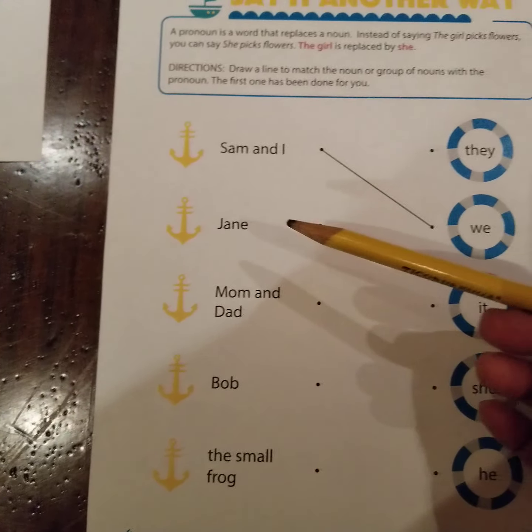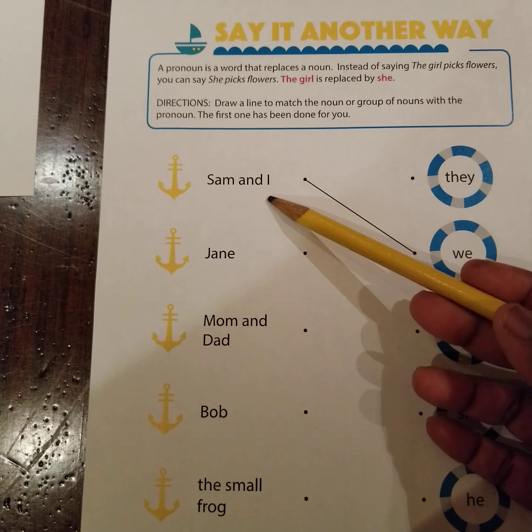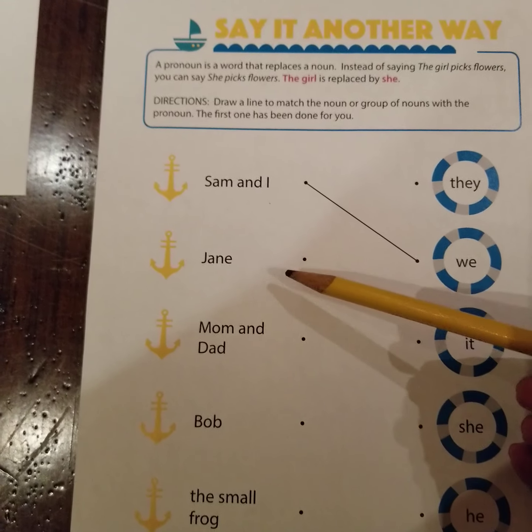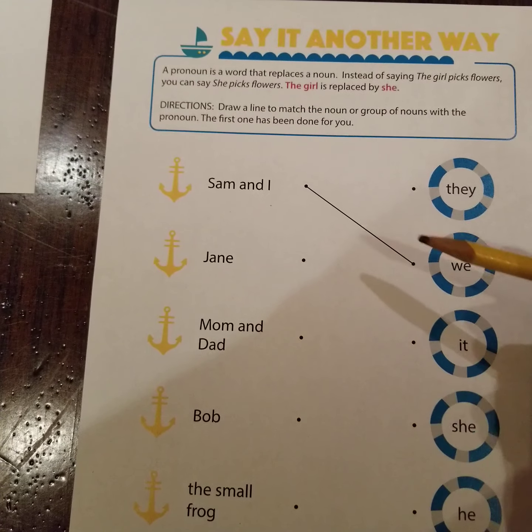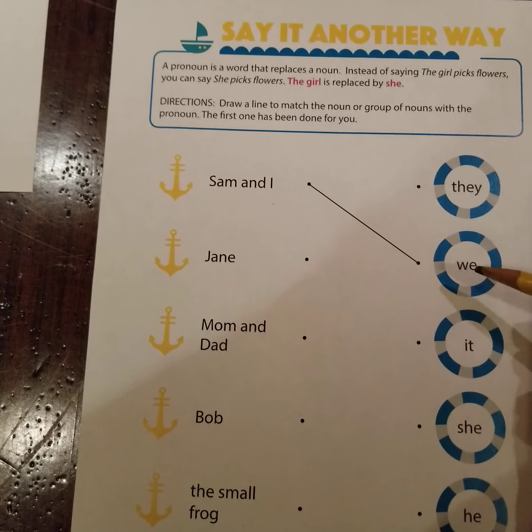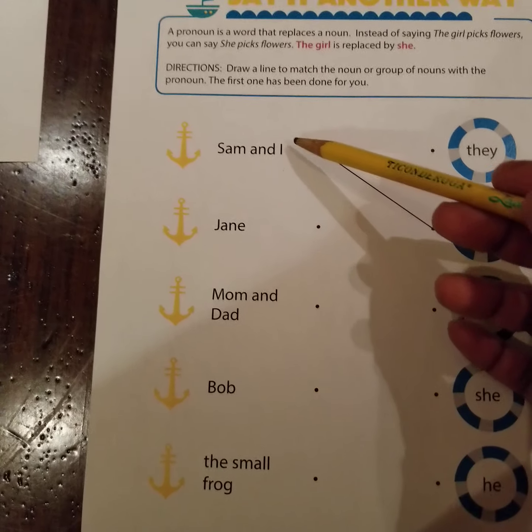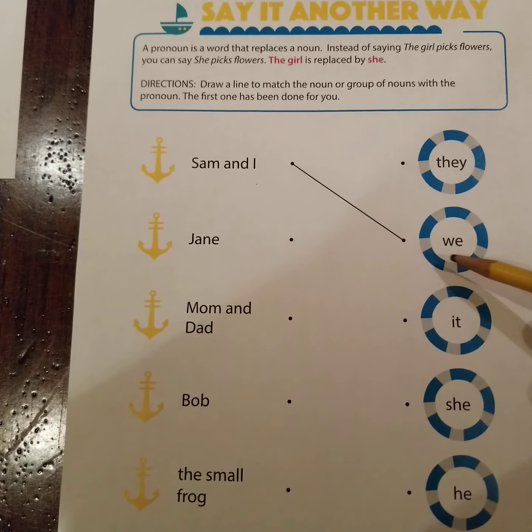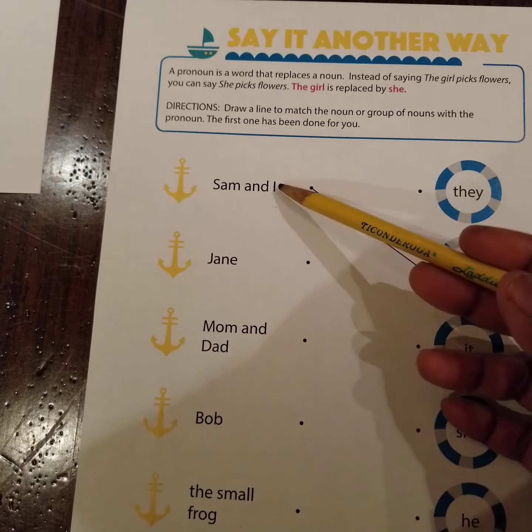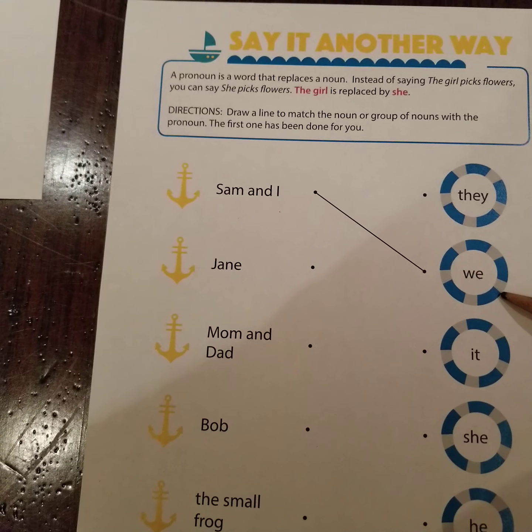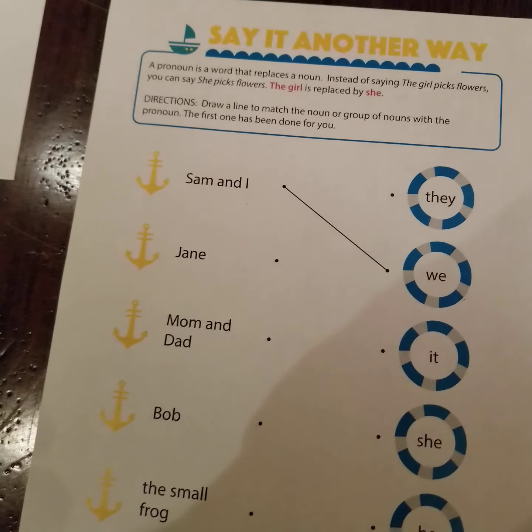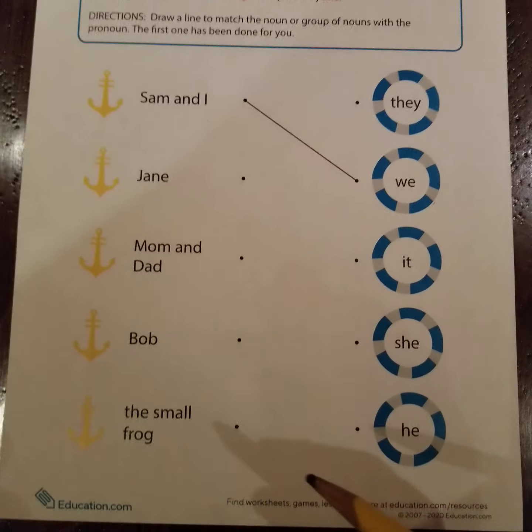So they do the first one for us, Sam and I. So that's 2 people, all right? So instead of saying he and she or he and he, we can say we. So they drew a line from Sam and I to we. Sam and I go to the park. We go to the park. It's just a different way of saying something, okay?